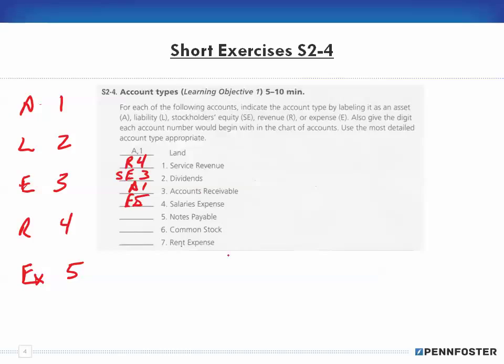Notes payable, you see the word payable, it's a liability. So that's a 2. Common stock is an equity account, right? So that's stockholders' equity, 3. And then rent expense, you see the word expense, that's going to be a 5.